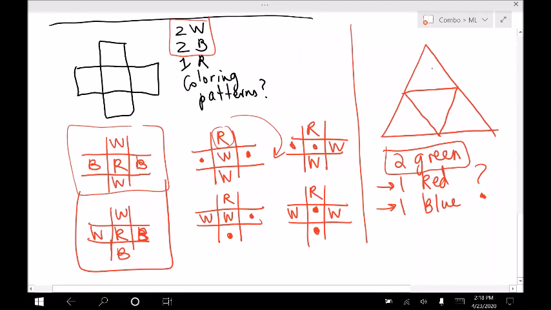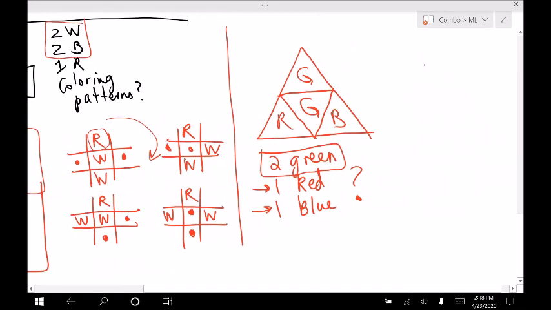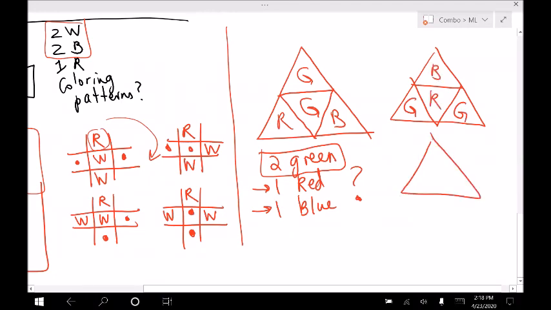We might have two greens like this. If green is at the center, then the red and the blue go to opposite directions. Or the green is not in the center, after which either the red goes here and the blue goes here, or green is again like this, blue goes here, red goes here. So there are pretty much 3 different ways.